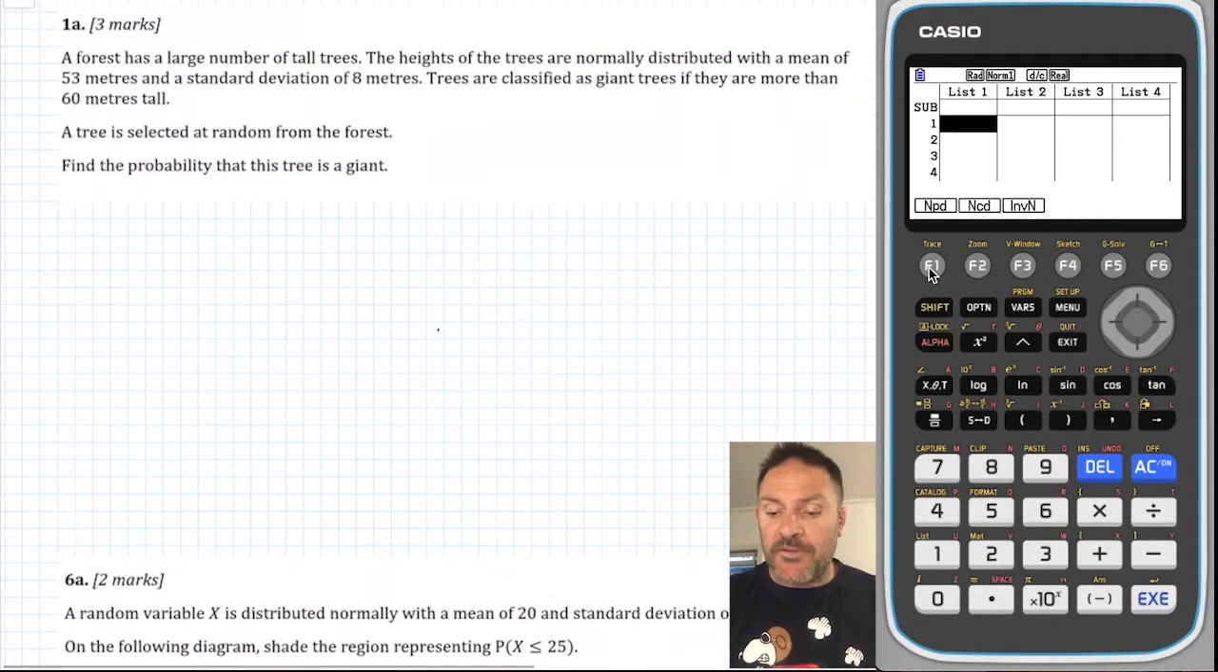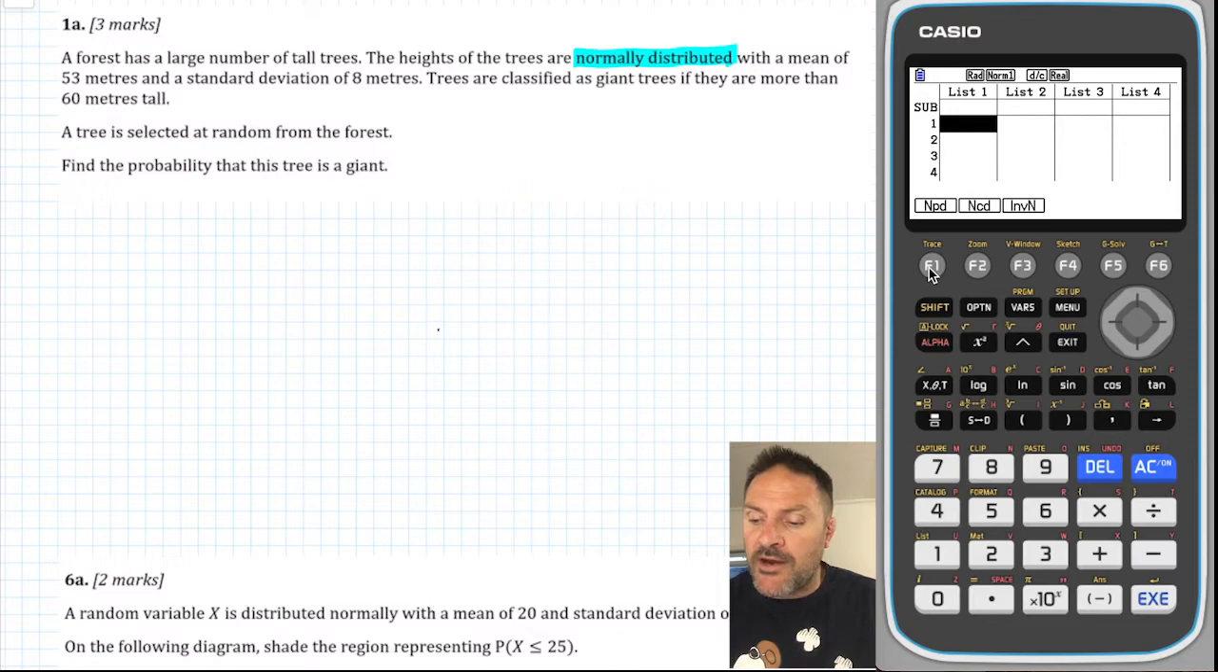example. First of all, this example says a forest has a large number of tall trees. The heights are normally distributed. As I said to you before, you're going to be told that it's normal distribution. It will be in the question. The minute I see that, I'm thinking, okay, am I going to be doing NCD, NPD, or inverse norm? We need to look for some more information.